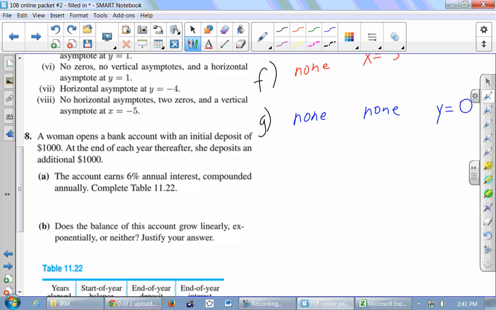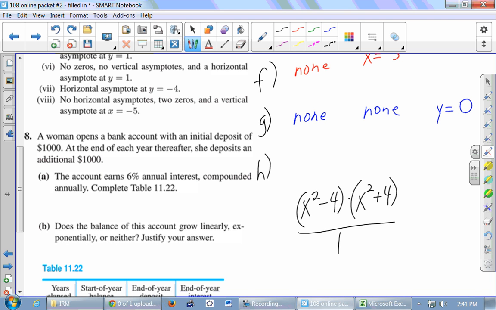Okay, and then finally h, which is f of x times g of x, x squared minus 4 times x squared plus 4. It's fine to distribute, but distributing is often not as nice as factored form. So I'm just going to leave it like it is. But I will put a fraction just so that it looks like all the other ones we've been doing. Okay, zeros happen when the top is 0. This thing right here is never 0. This thing is 0 at x equals plus or minus 2.